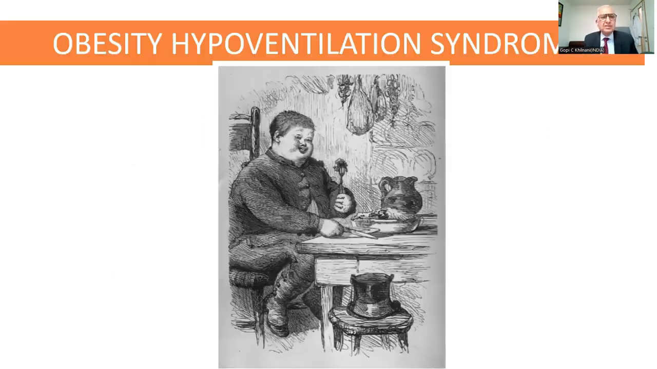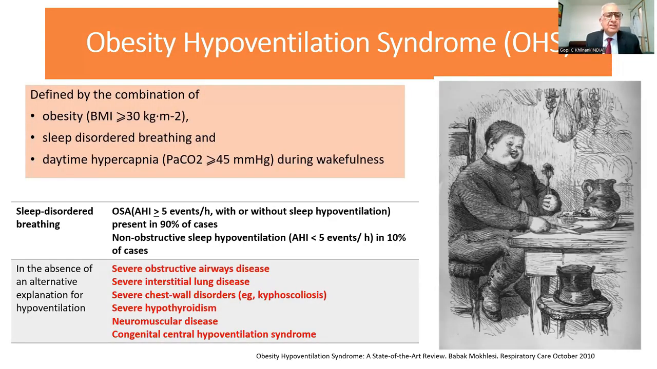So I'm coming to the next part of my deliberation, and that is obesity hypoventilation syndrome. And this is a picture that we are familiar with, the Pickwickian syndrome, which we were reading during our MBBS and MD time. The OHS, as I would call it, is defined as obesity, which is BMI more than 30 kilogram per meter square, sleep disorder breathing, and most importantly, daytime hypercapnia.